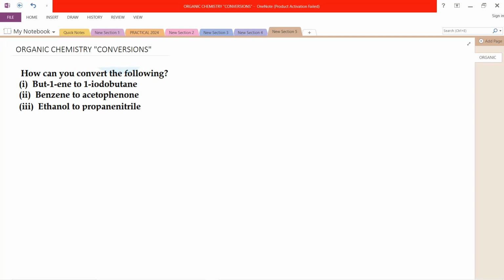So let us work out these conversions. First one is but-1-ene into iodobutane. So let us write but-1-ene. But-1-ene, that is CH3 CH2 CH double bond CH2. So this is but-1-ene, right?